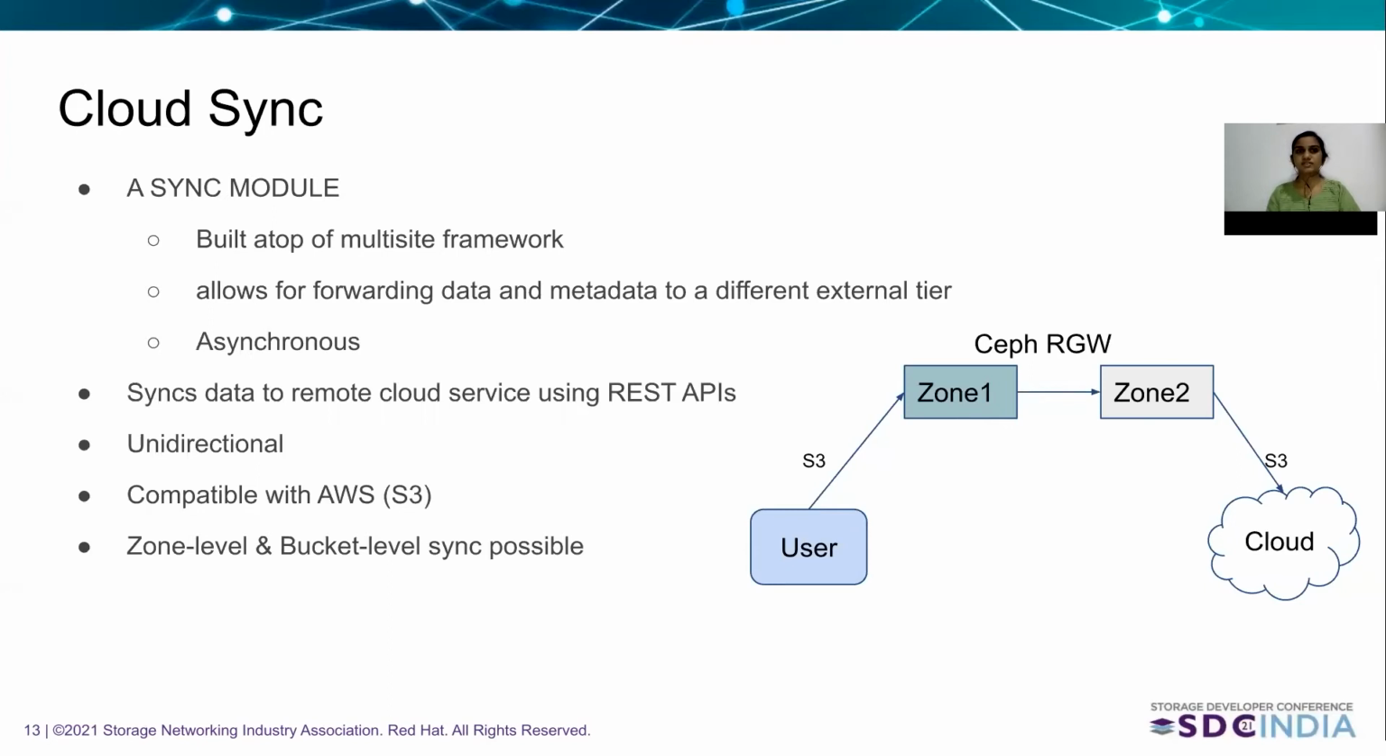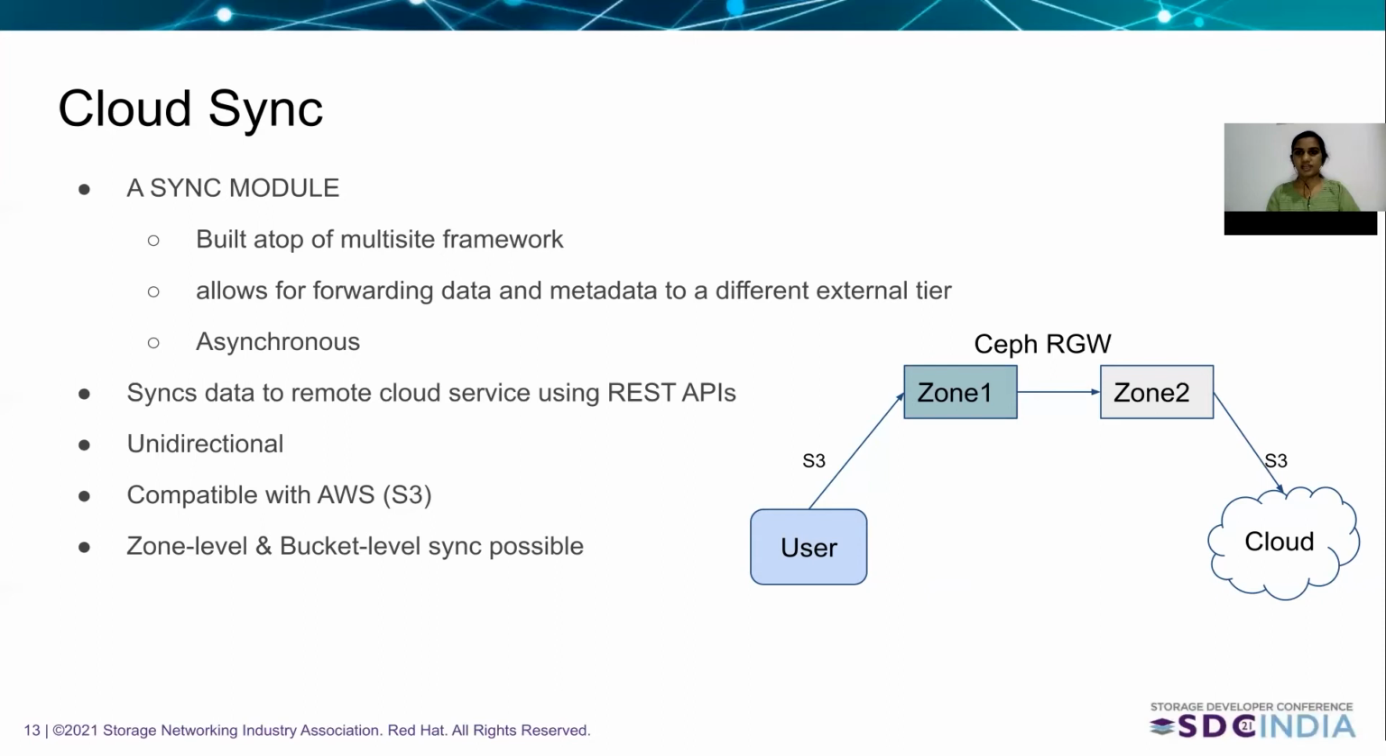So the sync module is built on top of the same framework, and using a sync module, one can replicate the data even outside the Ceph cluster, in this case, public cloud. So CloudSync is a sync module. It syncs data to a remote cloud service using the S3 REST APIs right now. That's the reason currently this feature is limited to only S3 cloud providers, but we do have plans to support multiple other cloud providers in the near future.